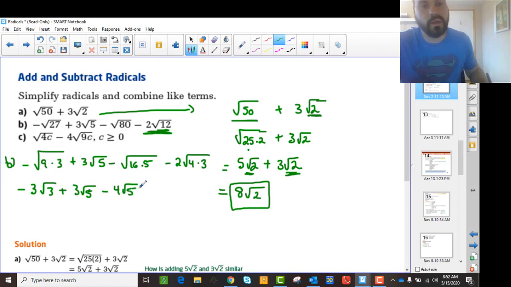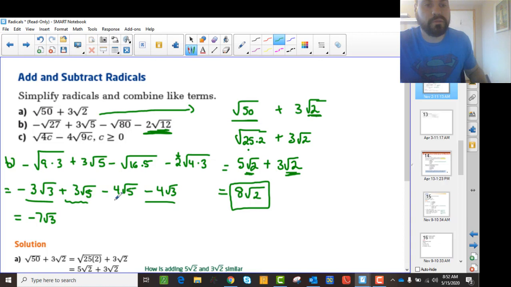5. And then this becomes, and this is a little bit different, when you take the square root of 4, you get 2, but it's going to get multiplied by this 2 that's already there. So this is going to become 4 root 3. Okay? And then what we're going to do is we're going to put them together in terms of the like radicals. So there's a root 3 and a root 3. So we put those together and get minus 7 root 3.